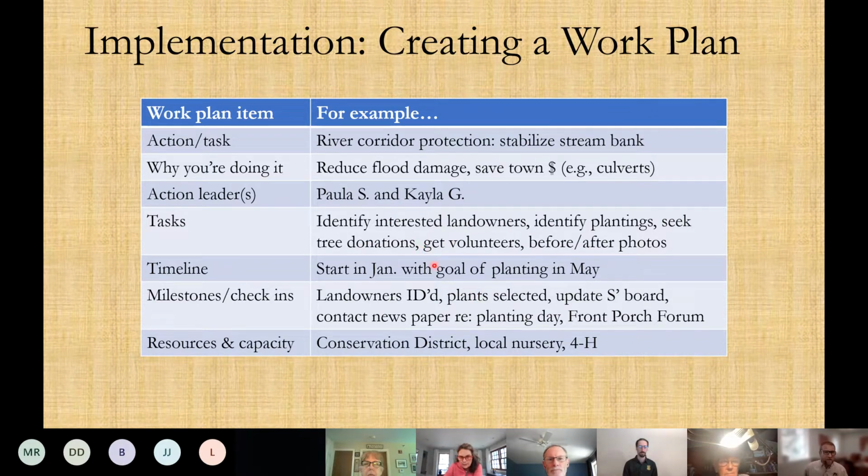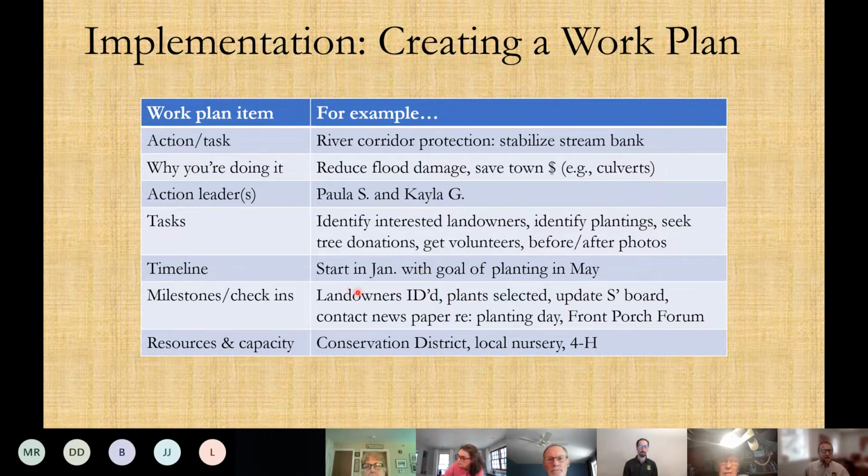Okay, well, first we're going to identify the interested landowners. We're going to figure out what plantings we want to use. We're going to seek donations. We're going to get volunteers. We're going to do before and after photos. Okay, so there's subtasks within this task of stabilizing the stream. We're going to set a timeline for the stream bank stabilization project.